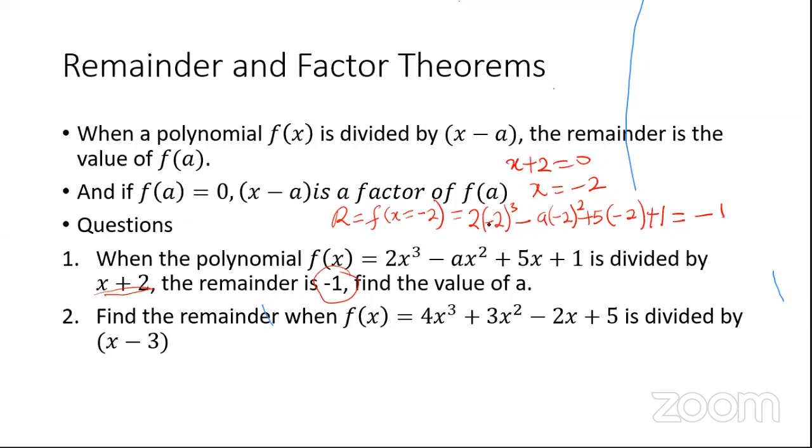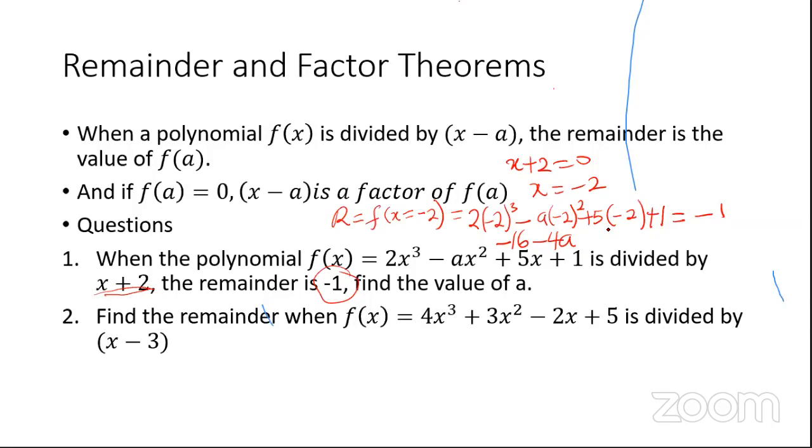So let's see. Minus 2 raised to power 3 will give us minus 8. Minus 8 times 2 will give us minus 16. Minus 2 raised to power 2 will give us plus 4. Plus 4 multiplied by minus a. That's minus 4a.